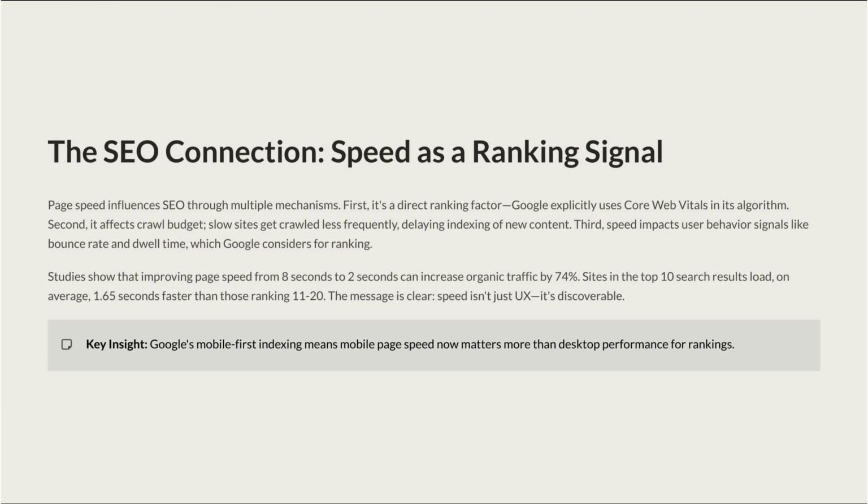Page speed is crucial for search engine optimization, acting as a direct ranking factor through Core Web Vitals. It influences crawl budget, with slower sites being crawled less often, delaying content indexing. Faster page speeds improve user behavior signals like bounce rate and dwell time, enhancing rankings. Mobile page speed is now more critical than desktop for Google's mobile-first indexing.